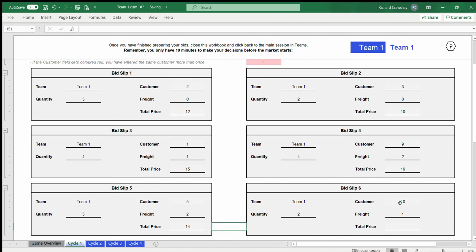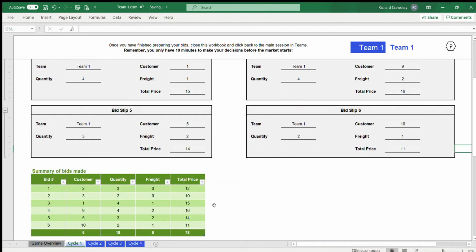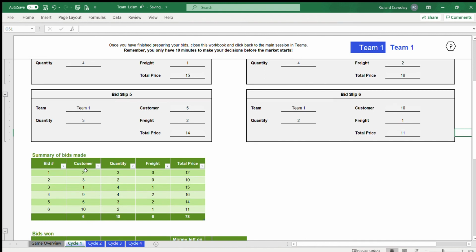Finally, now we have customer number 10. Quantity of 2 times 2 is 4, plus the freight charge is 5, plus the cost of winning is 6, plus the fixed cost of 5 is 11. And so the maximum price I can charge here is 12, so I actually can put 11 in. So there are my 6 bids, and now I can see them all here. I can see the customer numbers and the order I bid them. I get the total quantity of 18 and the total freight charge of 6 and my total price.